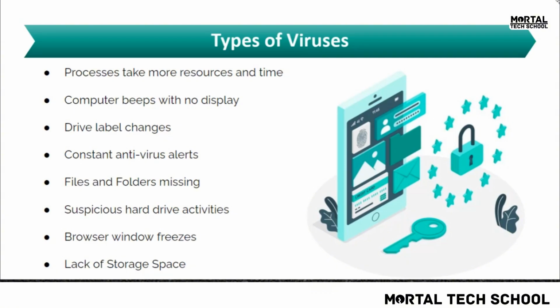Well, suspicious hard drive activity or freezing of browser window suddenly can also be an indication of a virus attack. As a security expert, you must be able to tell what is causing this. What are the indications of a virus attack? Suppose a victim comes to you and tells you that this is happening. You should be able to identify which attack is going on, which type of virus has affected that victim's computer.